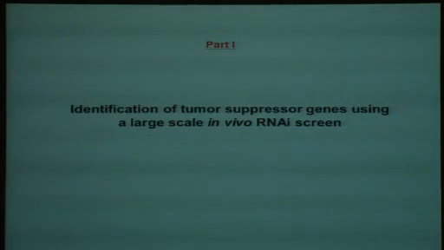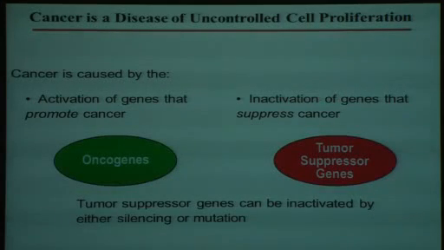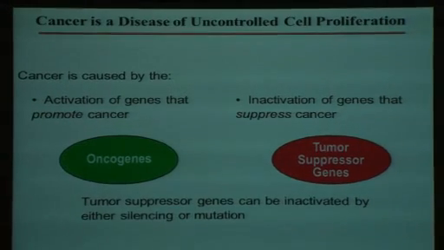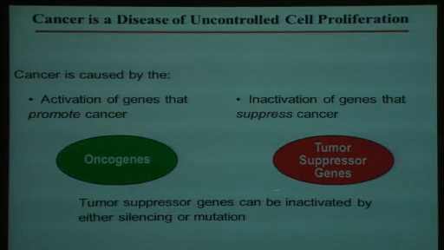So coming to the first part, as most of you will be aware, these are the two classes of genes which are mostly deregulated in cancer: oncogenes, which are activated and promote cancer, and tumor suppressor genes, which prevent cancer in normal cells. But when you have loss of tumor suppressor genes, it leads to transformation and other events.